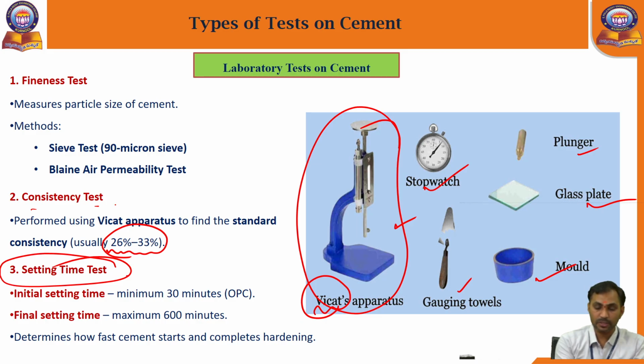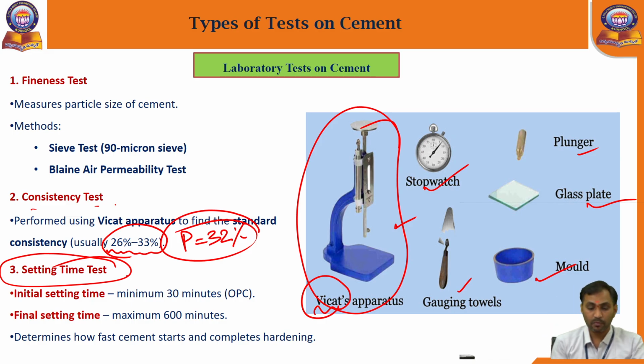Okay, next, coming to the setting time. When we get the P value, that is 32 percent, this 32 percent is carried forward to the preparation of cement paste. The quantity of water to add is referred from the standard consistency test. That quantity of water is taken and calculated. After the calculation, we prepare the cement paste and move to the later tests. First is the setting time. There are two types of setting time of cement: initial setting time and final setting time.